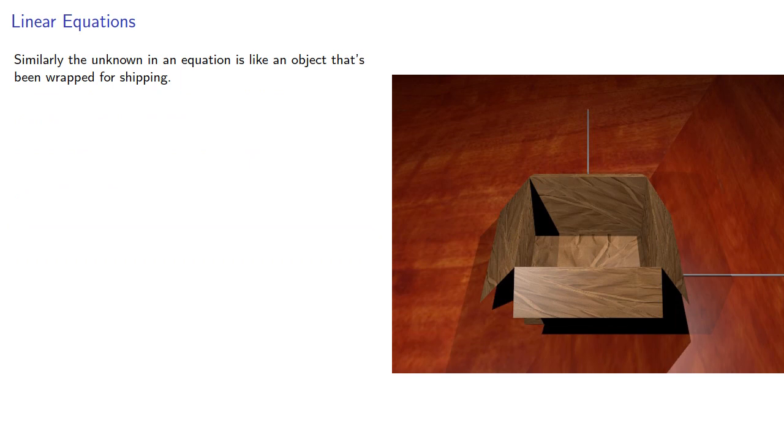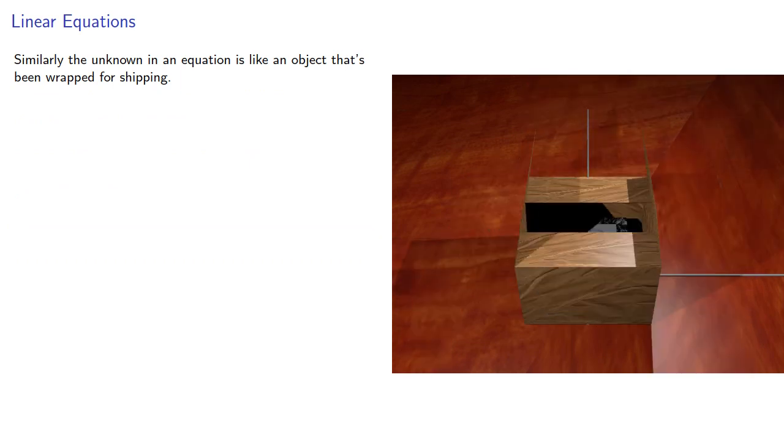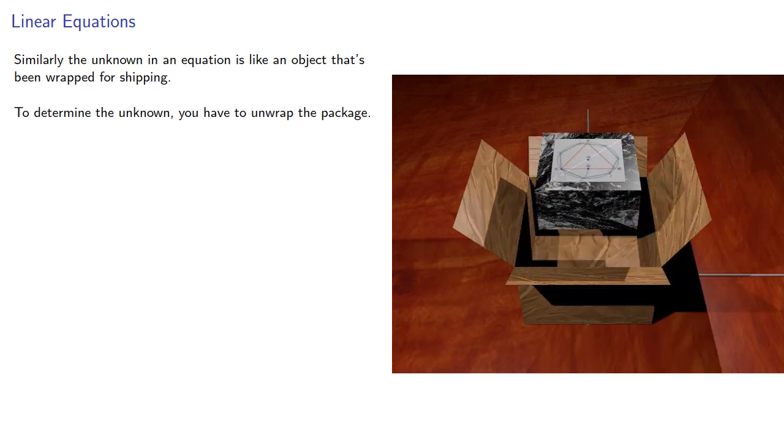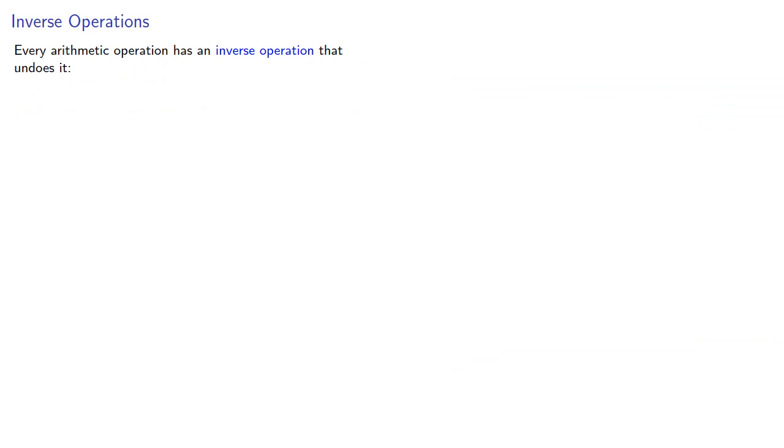Similarly, the unknown in an equation is like an object that's been wrapped for shipping. To determine the unknown, you have to unwrap the package. Every arithmetic operation has an inverse operation that undoes it. Add n can be undone by subtract n. And likewise, subtract n can be undone by add n.